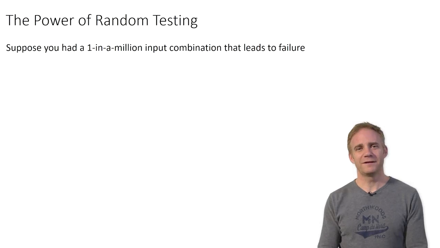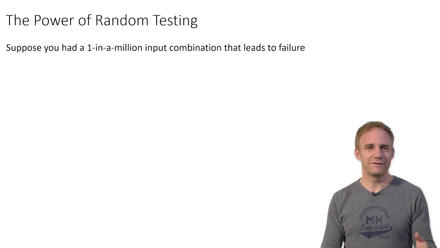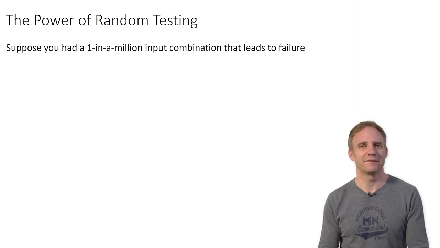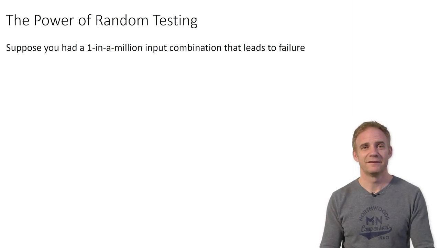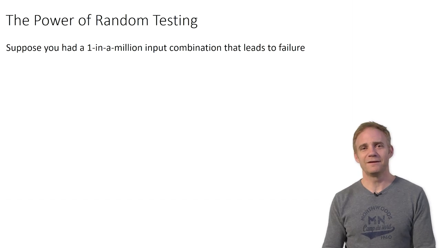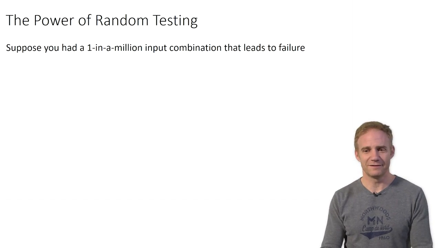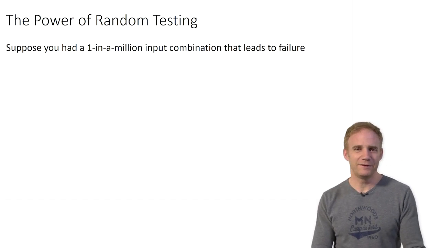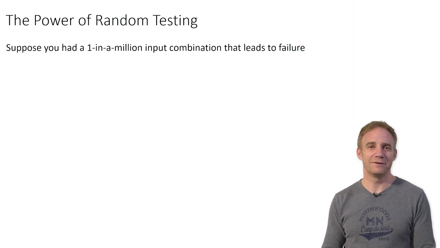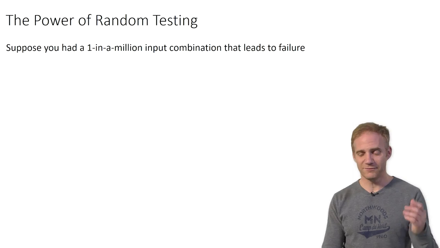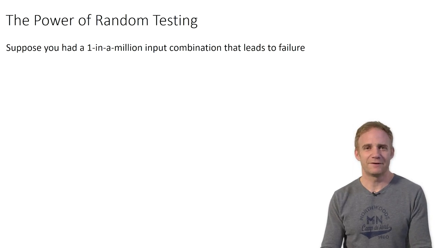And the power of random testing is driven by the increase in computing power that we've seen over the last 20 years. So suppose you had a 1 in a million input combination that leads to failure. Well, given how fast CPUs run, how long do you think it would take a computer to find that if we just chose values at random? Not very long at all, maybe a handful of seconds.